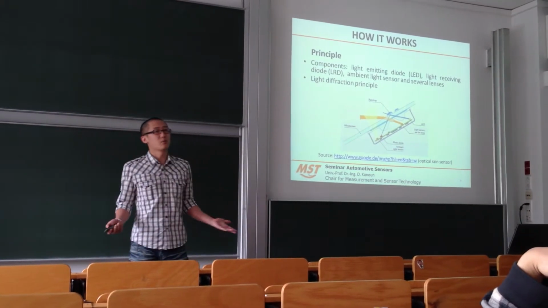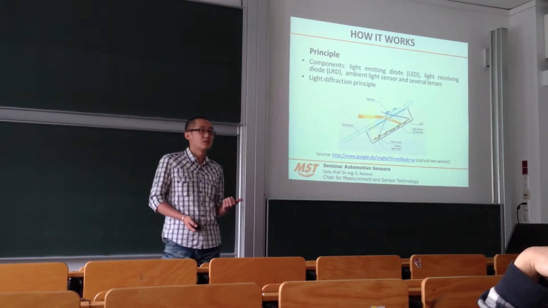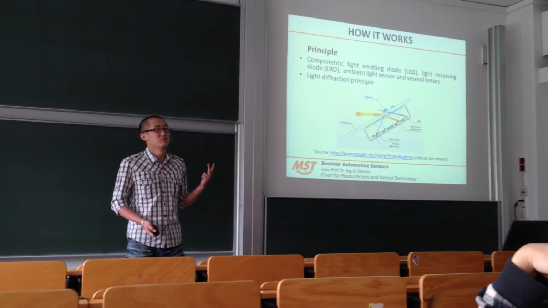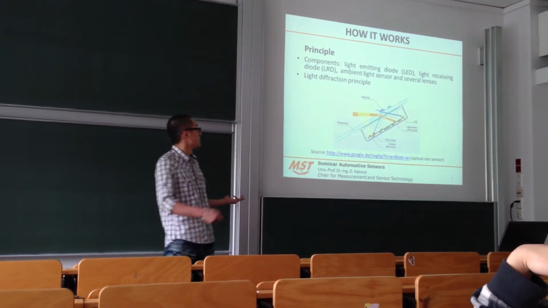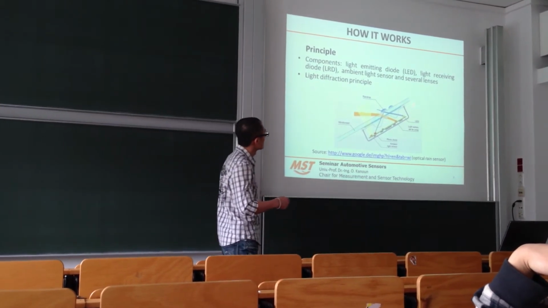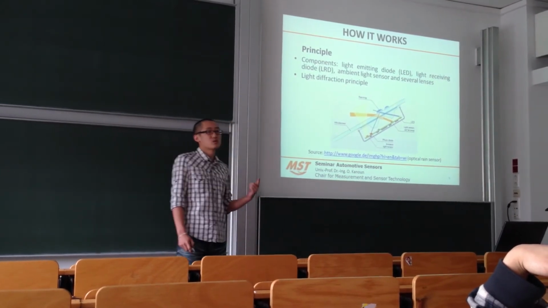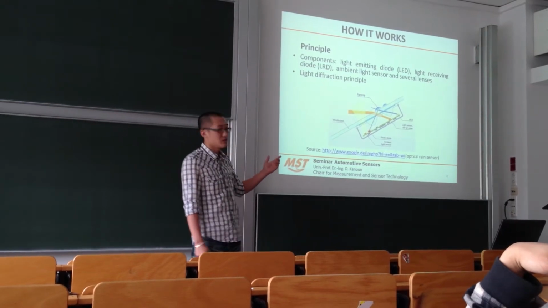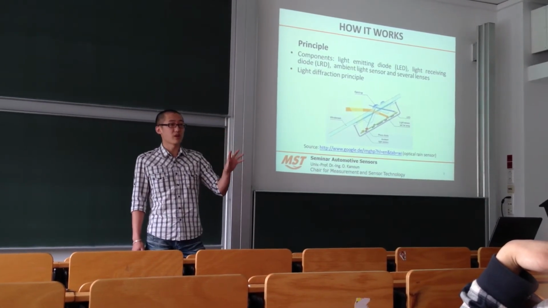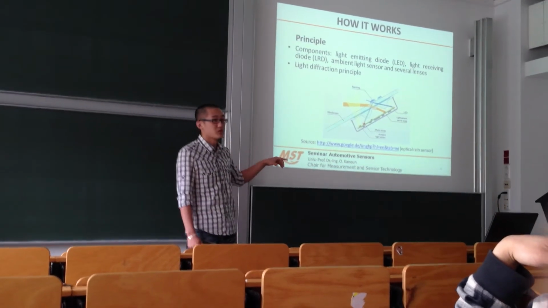Typically, the optical rain sensor consists of a light emitting diode, a light receiving diode, an ambient light sensor, and several lenses. As you see in the picture, this is the LED. The LED emits light which is reflected by the windshield, and the LRD receives the total reflection if the surface of the windshield is dry.